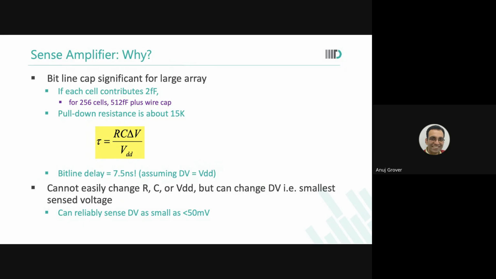Are you able to see this? And that is why so many people, when it comes to memories, are fascinated by the sense amplifier. You search for sense amplifier papers and you will find hundreds of them in the literature. Why? Because it plays such an important, such a pivotal role in memory operation.